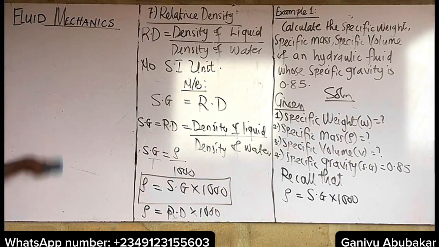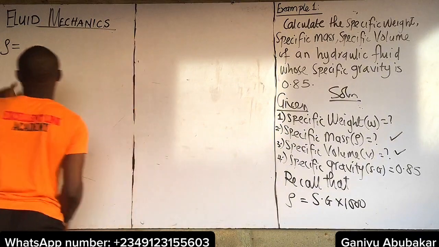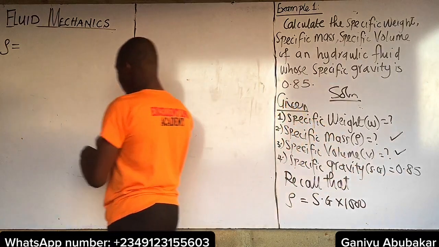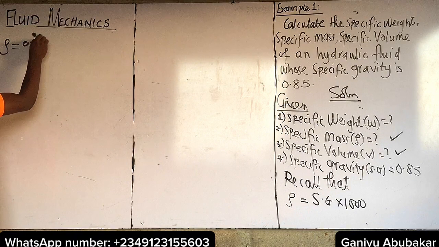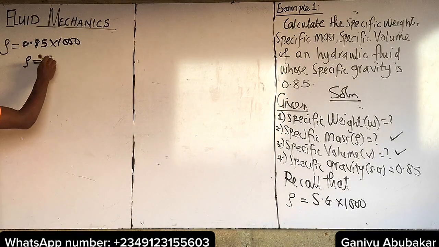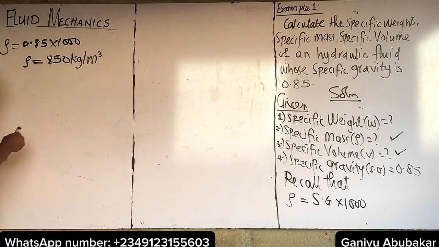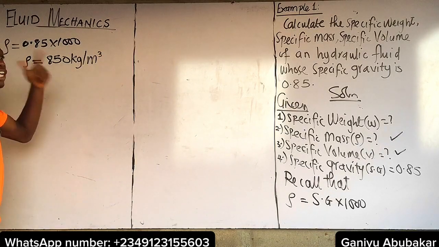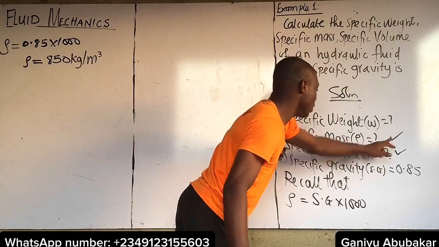So mass density, which is rho, is equal to specific gravity times 1000. This means that rho is equal to specific gravity, which we just said is 0.85, so I have 0.85 times 1000. This will give the mass density as 850 kilogram per meter cube. Observe my SI unit, kilogram per meter cube. That's for mass density. Please ensure that you know the SI unit for each parameter. All right, I've got my mass density successfully.